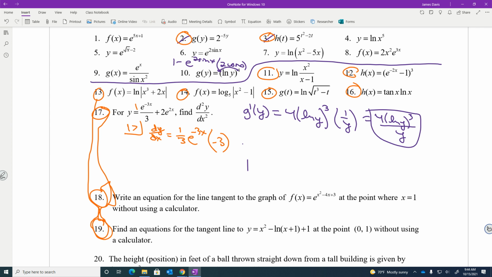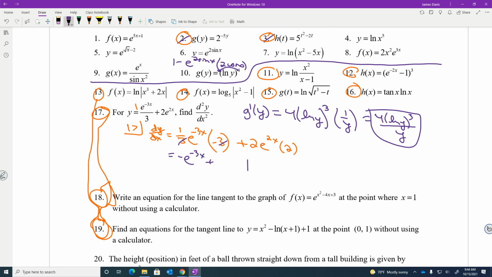This is not a quotient rule because this is a constant, not a function. Plus 2e to the 2x times 2. So simplify that. This one and this one cancel. So it just becomes negative e to the negative 3x plus 4e to the 2x. That's the end of our first derivative.